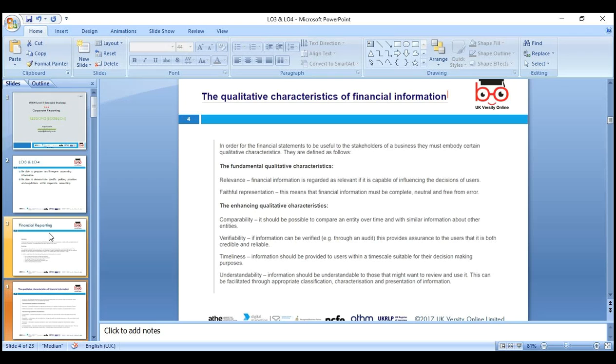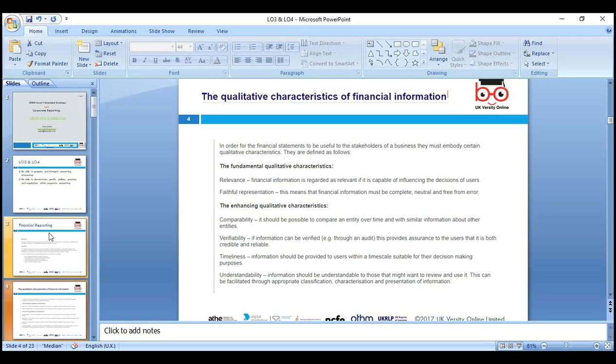Relevance: financial information is regarded as relevant if it is capable of influencing the decisions of the user. Faithful representation means the financial information must be complete, neutral, and free from error. So faithful representation means the financial information is complete, neutral, and free from error, without any influence, whatever the reality, which should be okay.